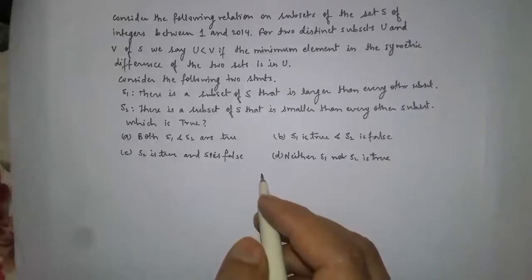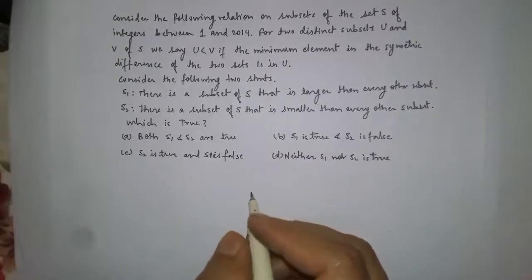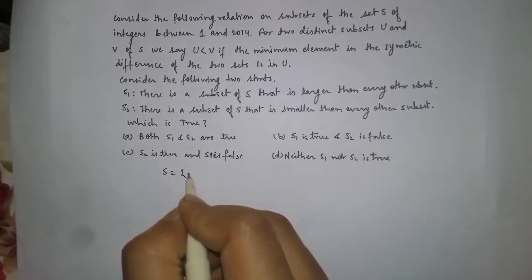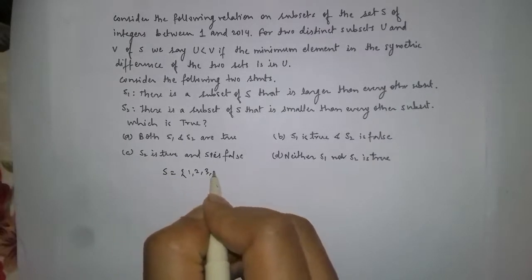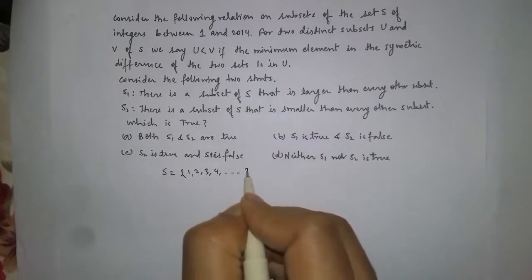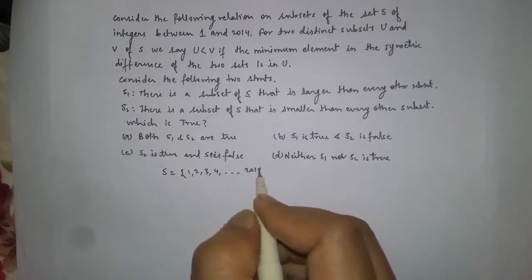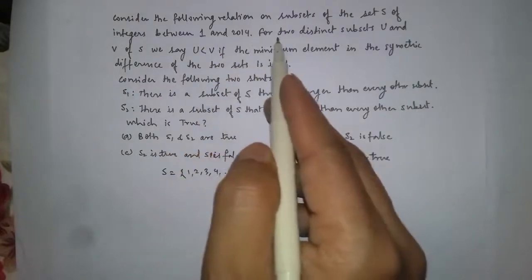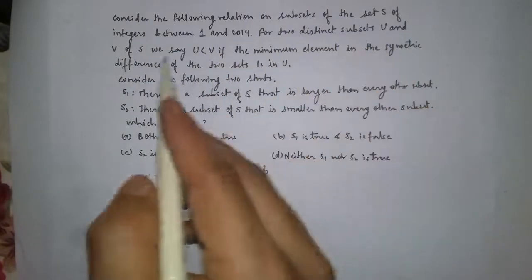In the following question, it is given that there is a set S equal to 1, 2, 3, 4 up to 2014. This is a set given for two distinct subsets U, V of S.